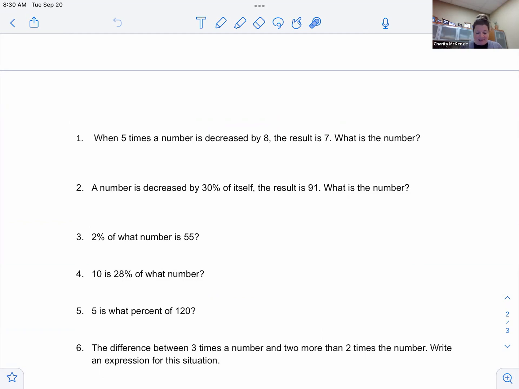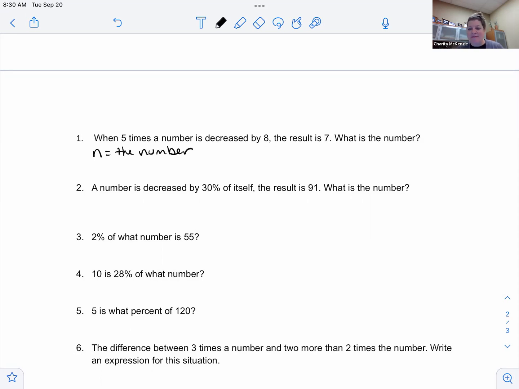Problem 1 here says, when 5 times a number is decreased by 8, the result is 7. So it has the result part, so it's going to be an equation. So 5 times a number. First of all, let's let a letter be the number. So we like to use N or X. I don't really care either one. So we'll let N equal the number. And again, you could use X's. Doesn't matter to me. A number is always going to be your variable.